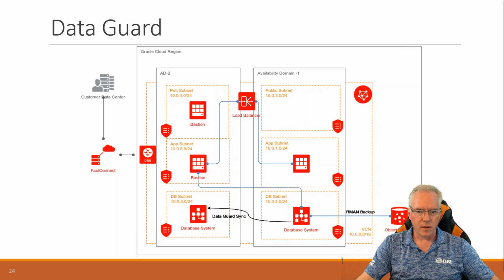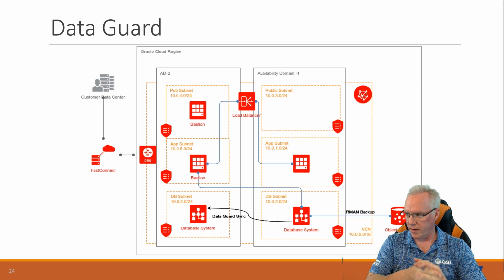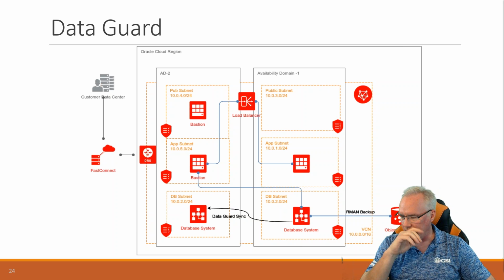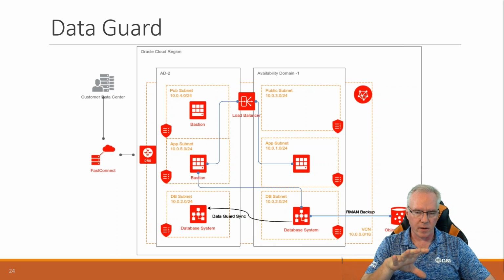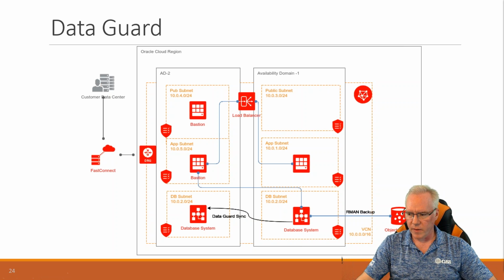Here's a little graphic of what Data Guard would look like between availability domains. And this is supported on virtual machine and BareMetal, but not Exadata. It's limited to one standby database per primary, so you can only have 2. But it does everything that Data Guard actually does. We're not going to set up Data Guard, but it is available for you on OCI.